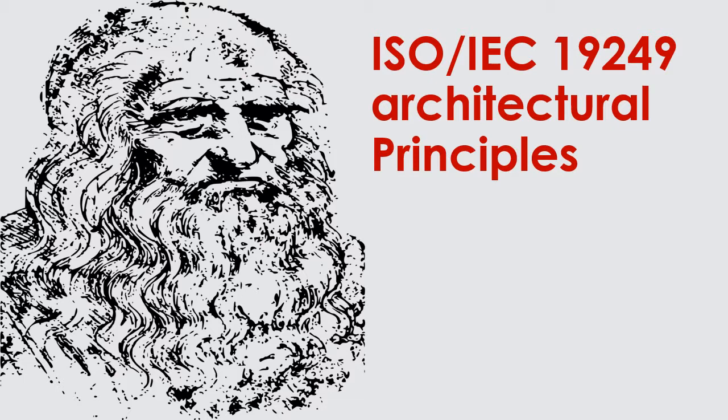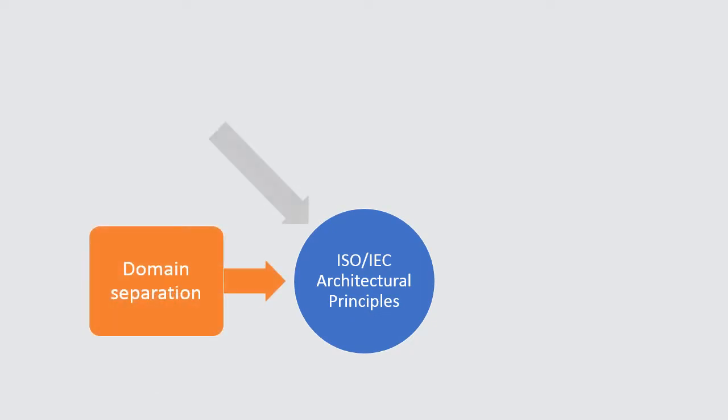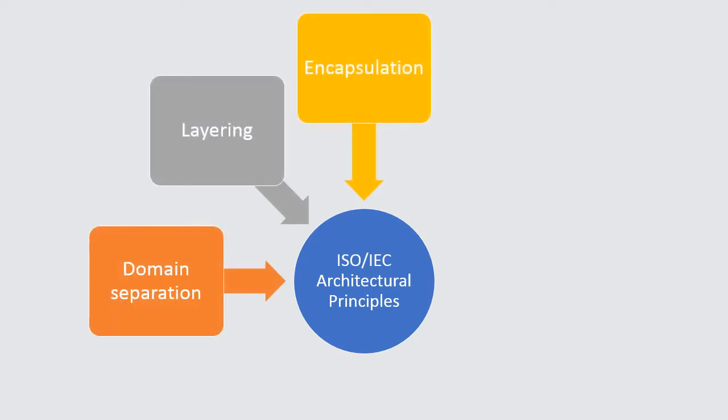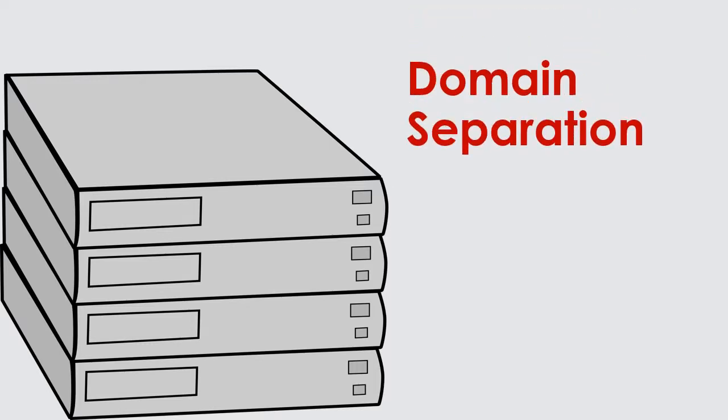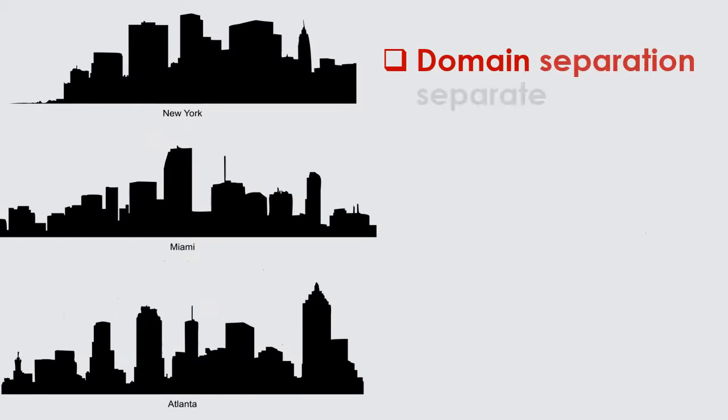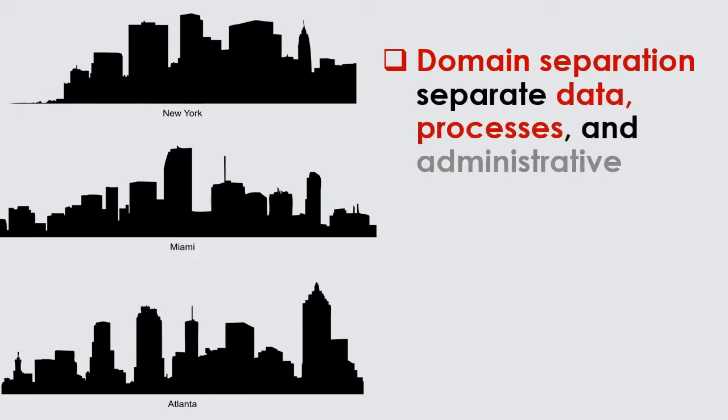ISO/IEC 19249 Architectural Principles. The 5 architectural principles from ISO/IEC 19249 are: domain separation, layering, encapsulation, redundancy, virtualization. Domain separation. Domain separation: separate data, processes, and administrative tasks.